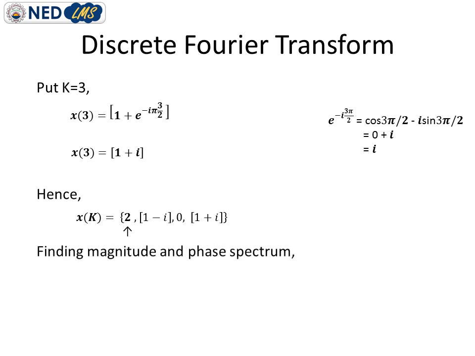So you can find the magnitude and phase spectrum values also from this sequence. The magnitude becomes 2, root 2, 0, root 2, and the phase spectrum is like this: 0, minus 45, again 0, and 45.